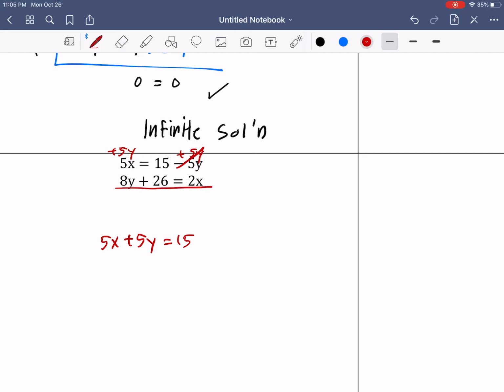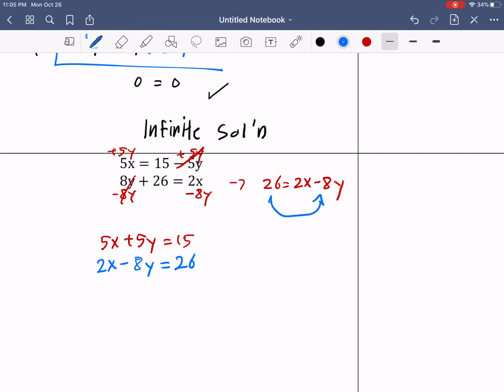Now for the second one, if you look at it, it has 26 and y here, right? So what I'm gonna do is I'm gonna do minus 8y both side. Okay, so I'll just write down just in case. I'm gonna have 26 equals 2x minus 8y, right? But still this one looks ugly, so I'm gonna switch this one. So what I mean is you're gonna have 2x minus 8y equals 26. Okay, now we can do something.